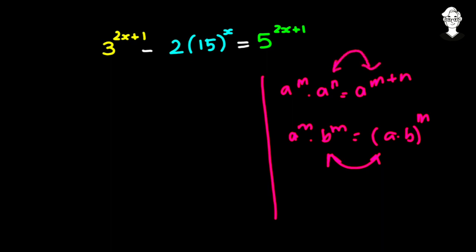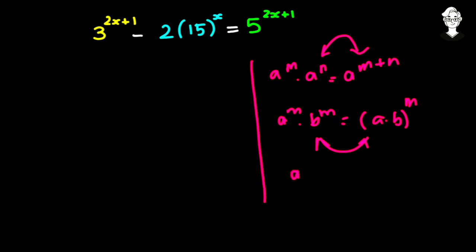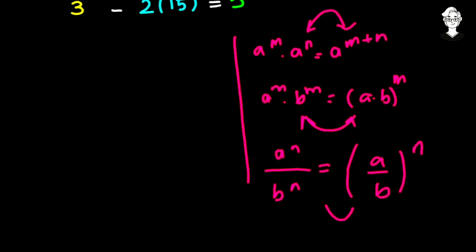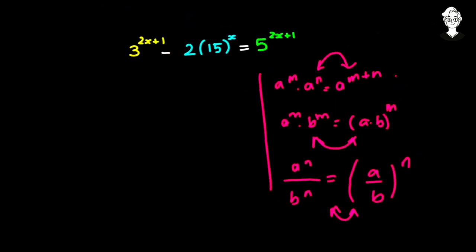So these two rules would be used, and afterwards there's another rule. Writing right over here, a to the power n upon b to the power n is equal to a upon b to the power n. This can be written this way, or this can be written that way. So these three exponential rules will be used to solve this equation.